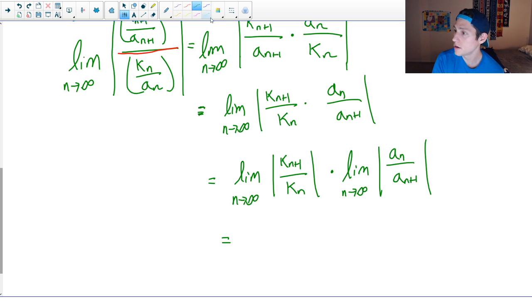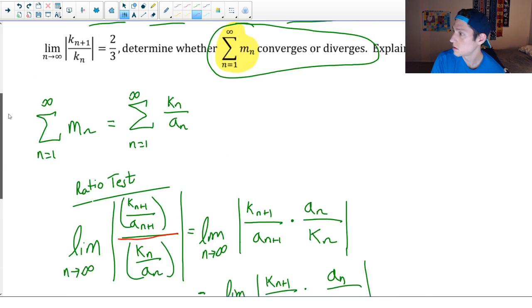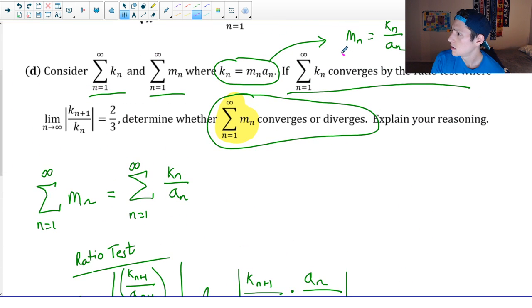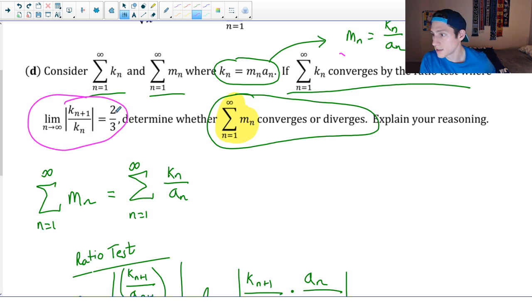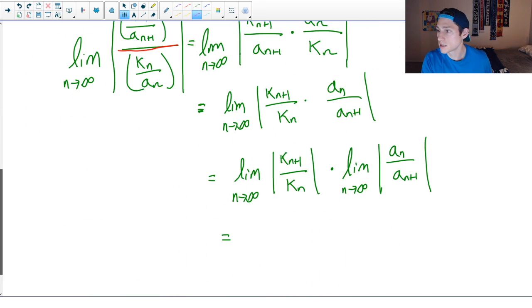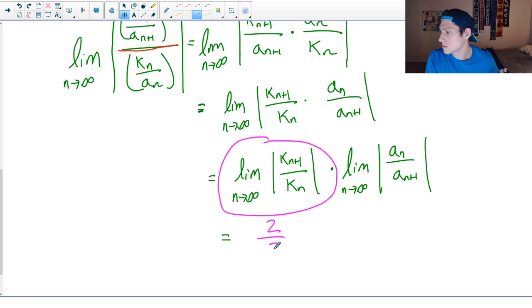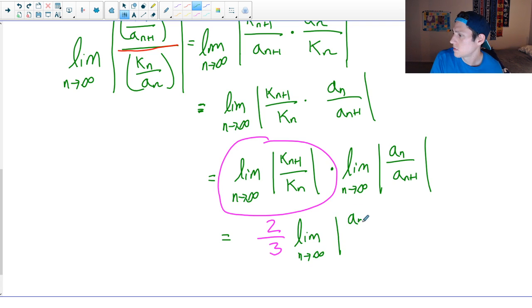And we already know that the limit, right, we know that kn converges and that limit equals 2/3. Well, that's exactly what I have right here. Right, so this is 2/3 times the limit as n goes to infinity of an over an plus 1.